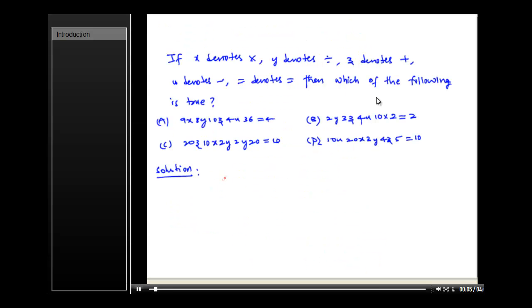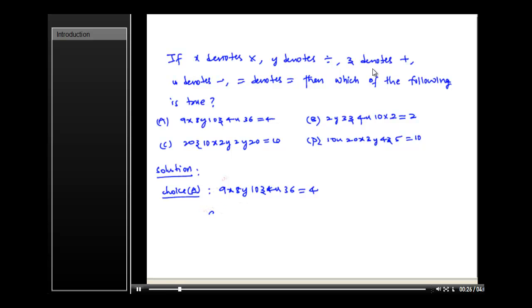X denotes into, Y denotes divided by, Z denotes plus, U denotes minus, is equal to denotes is equal to, then which of the following is true? We need to find the true statement among the given choices. We'll check with the first choice, that is choice A.